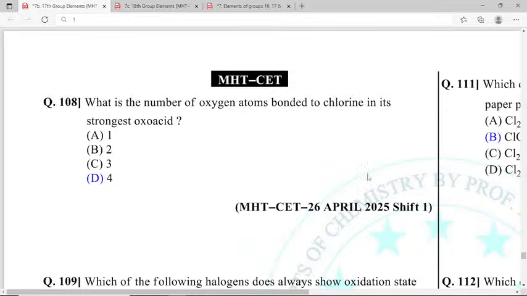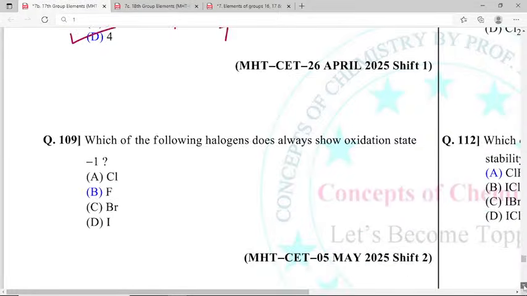What is the number of oxygen atoms bonded to chlorine in its strongest oxoacid? The strongest oxoacid is HClO4, with +7 oxidation state. This is the most stable because of the +7 oxidation state.